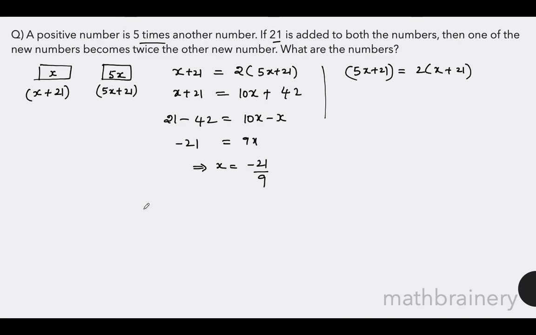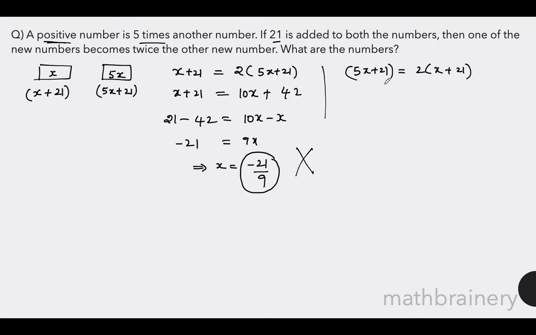But what is the condition given to us? The numbers are positive numbers, but what you have here is a negative number. That means this is not a possible case in this question or in this scenario.